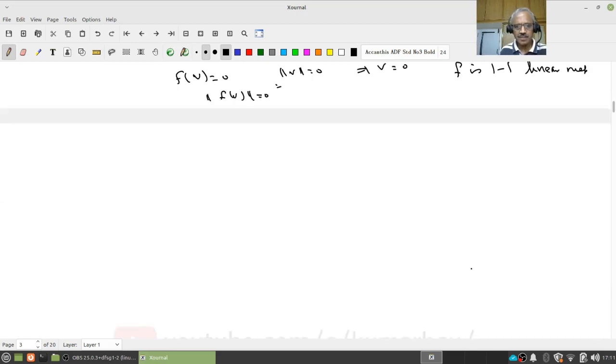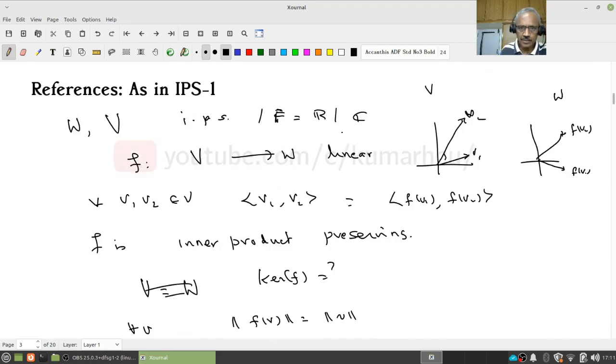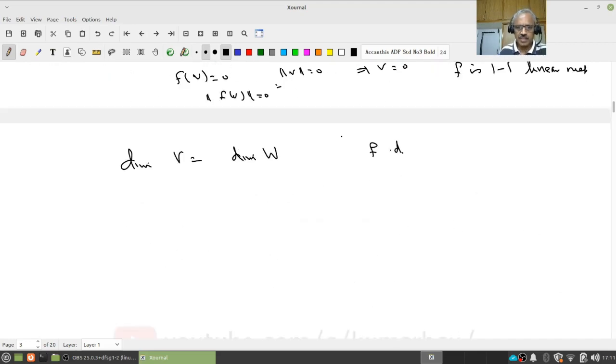Good. And now can I do something more? Yes. Suppose the dimension of V is the same as the dimension of W, and both are finite dimensional now. So far I never assumed they were finite dimensional. Do you see that? Go back to the earlier statement. I never assumed V and W are finite dimensional. They are only inner product spaces. Now suppose they have the same dimension, and f is inner product preserving.